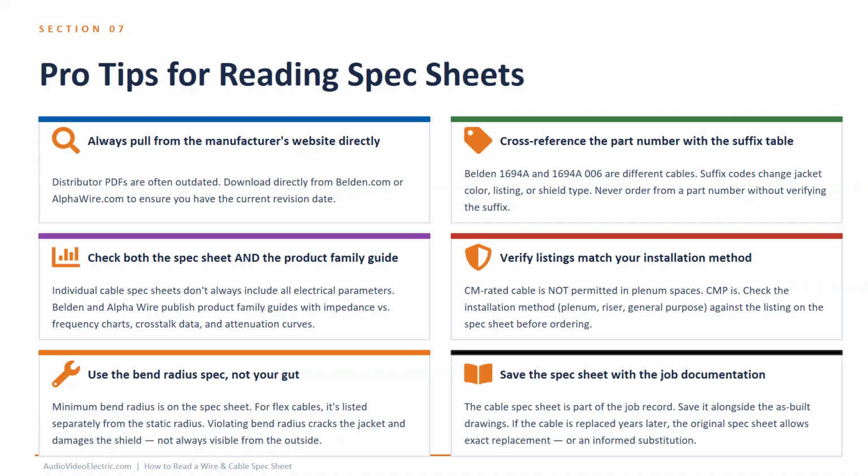Some pro tips for spec sheet reading. Always download spec sheets directly from the manufacturer's website, as distributor PDFs can be outdated. Cross-reference the part number with the suffix table, as suffixes can change important cable features. Check both the spec sheet and product family guide for full electrical parameters.